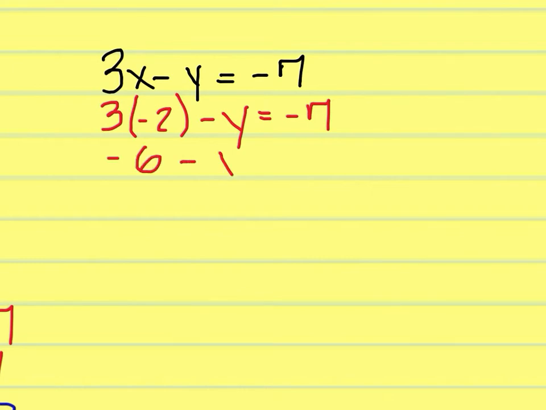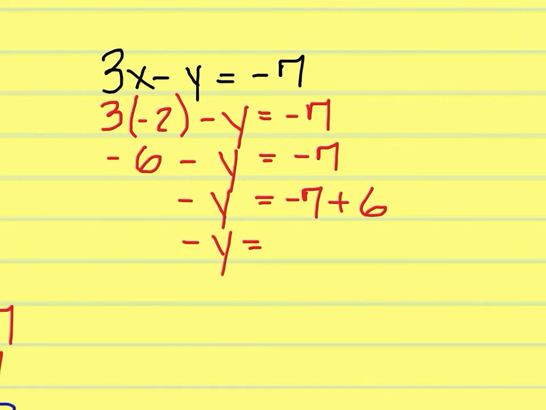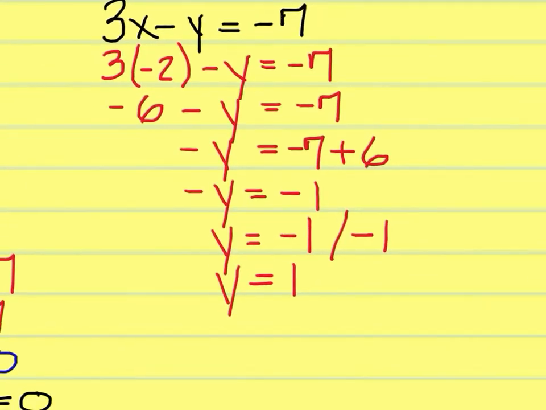That's a 6x, or not a 6x, but just a negative 6. And we're going to move it to the right side and make it plus 6. That would give me a negative 1, but I have to divide that negative 1 by negative 1 to get an answer of 1. I put in negative 2 and came back with 1. So there's one of my solutions.